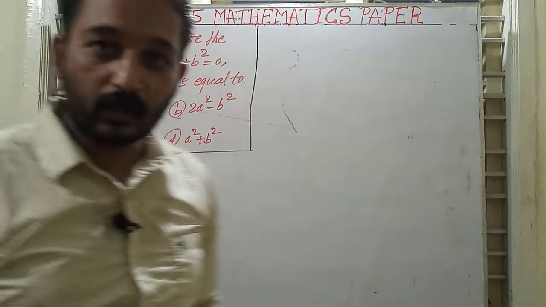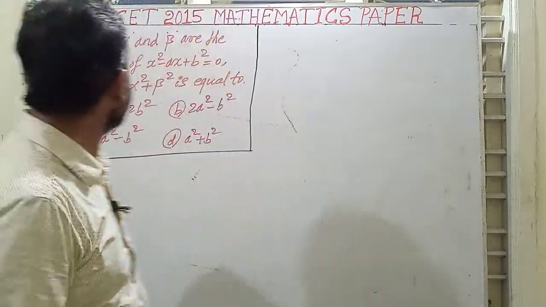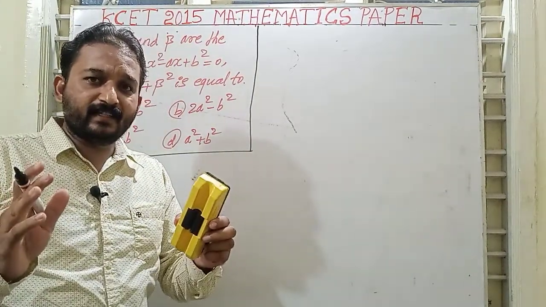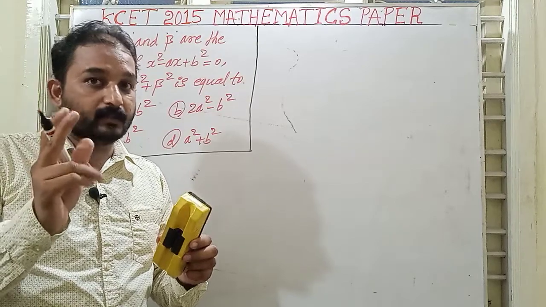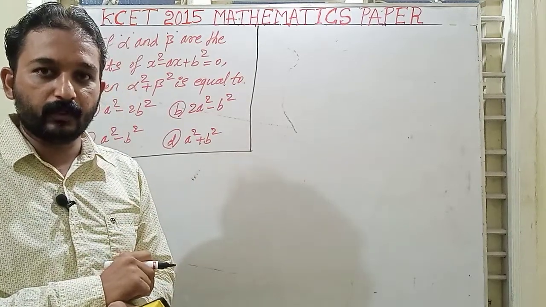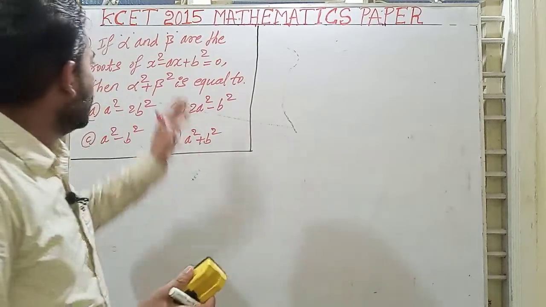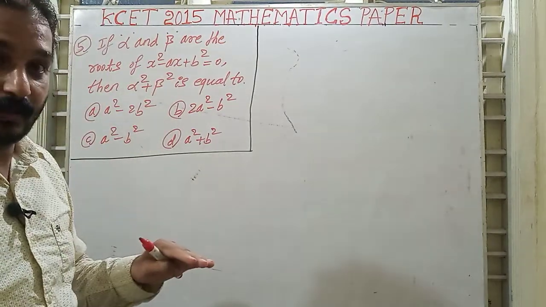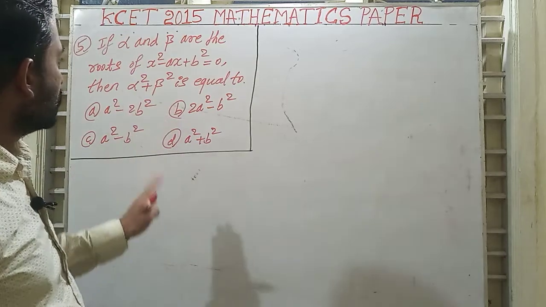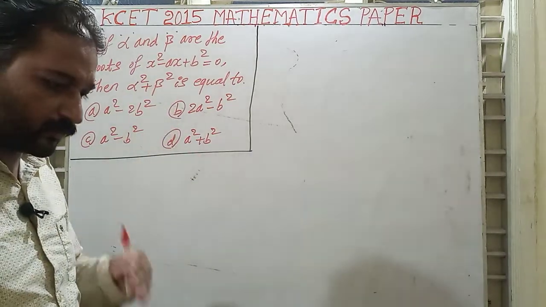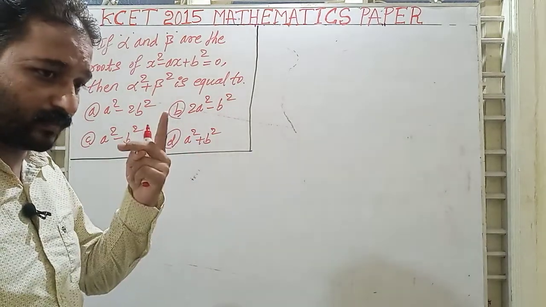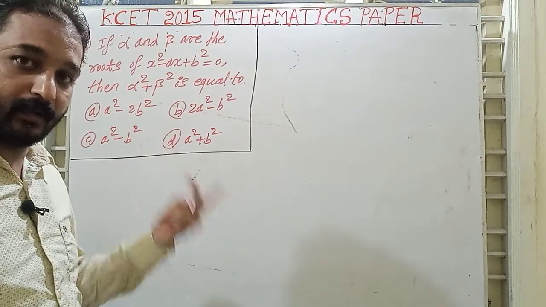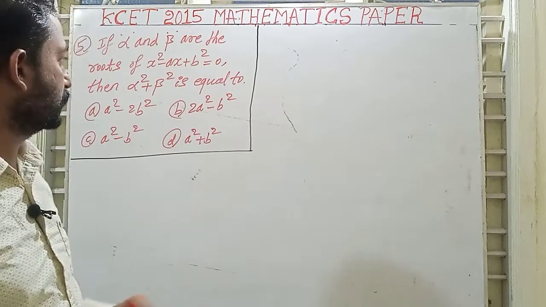So now let us move on to the next question, question number 5. Every year KCET has 2 questions from complex number and quadratic equation, without fail. One question is already over, the fourth question, on the basis of complex number. So this is the second question, on the basis of quadratic equation. One from complex number, another from quadratic equation.